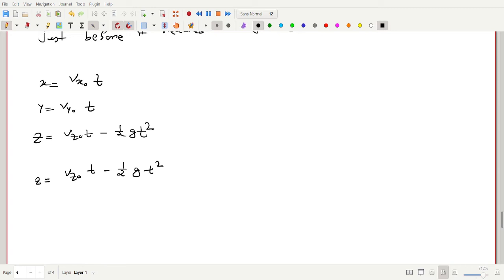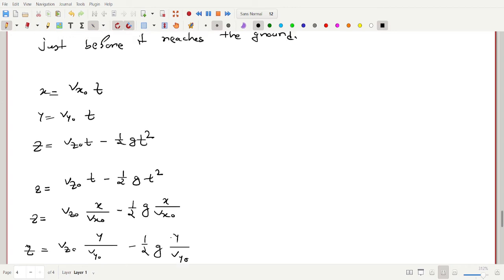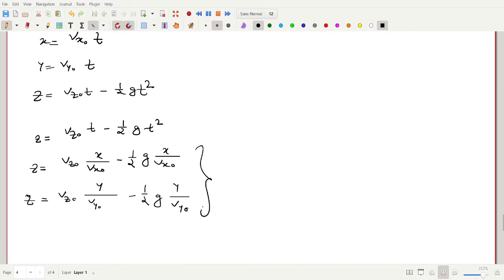Sir, x by vx naught and y by vy naught. Okay, so you can do vz naught x by vx naught minus half g x by vx naught, and you can have vz naught y by vy naught minus half y by vy naught. Now notice one thing, we can do this. So can we combine these two equations into one?